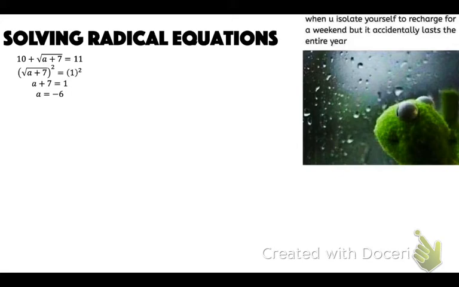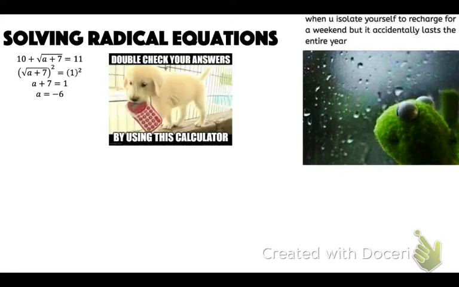And then I'm going to plug that back in just to double check. I would just use a calculator. So 10 plus the square root of negative 6 plus 7. Plug that in exactly like it looks into your calculator. So that's 10 plus the square root of 1, which is 10 plus 1, which is 11.